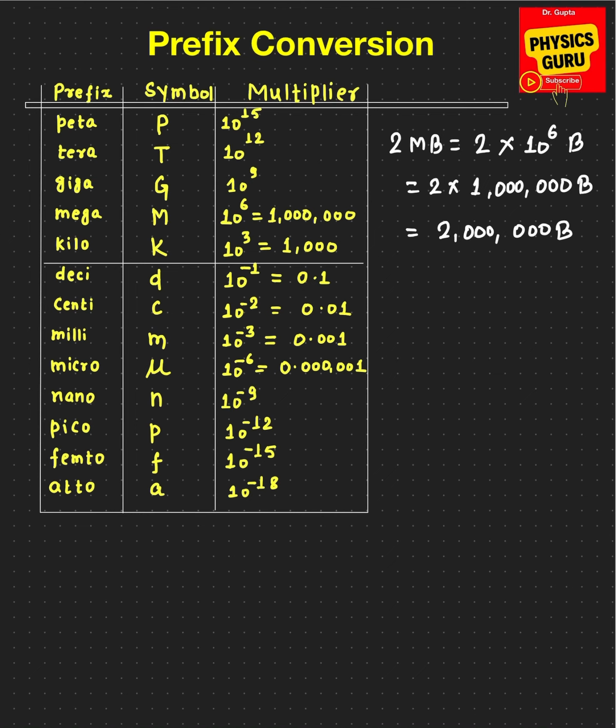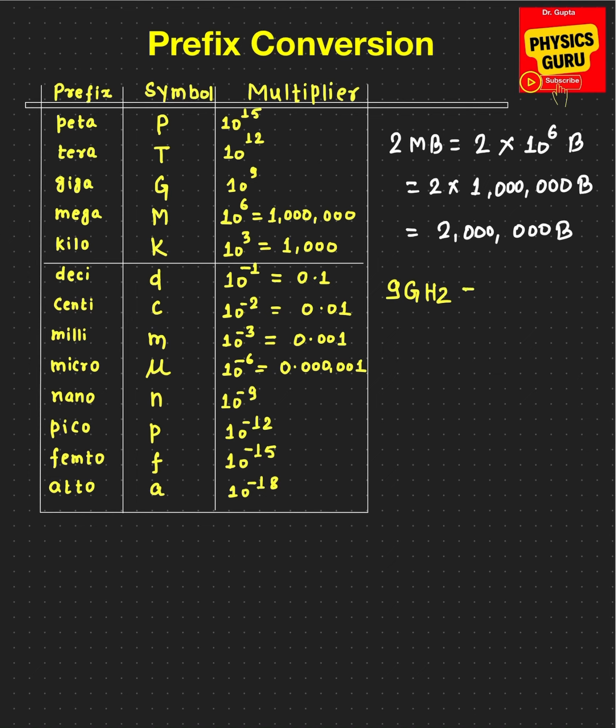Another example I have is, let's say I have 9 gigahertz. Do not worry if you do not know what hertz is. It's the unit of frequency. So how do I convert this gigahertz into hertz? Here, this G, which stands for giga, is the prefix. And all you have to look at is what giga stands for. This G stands for 10 to the 9.